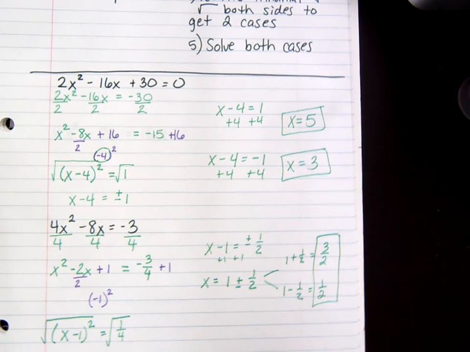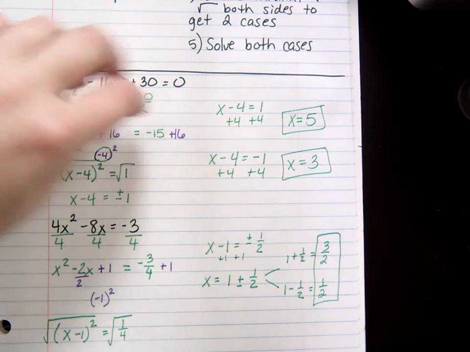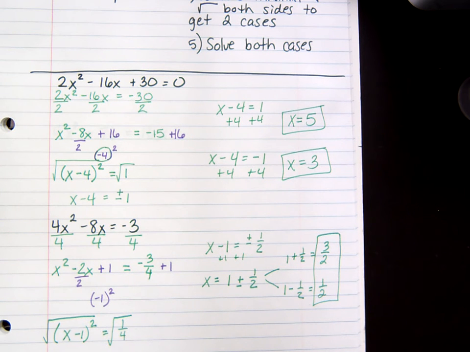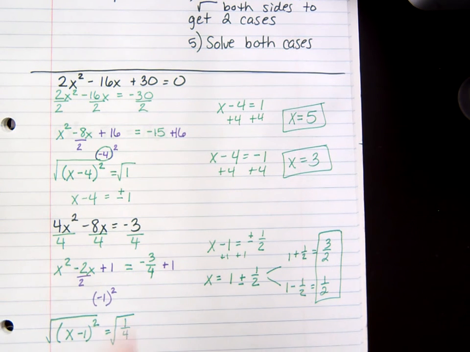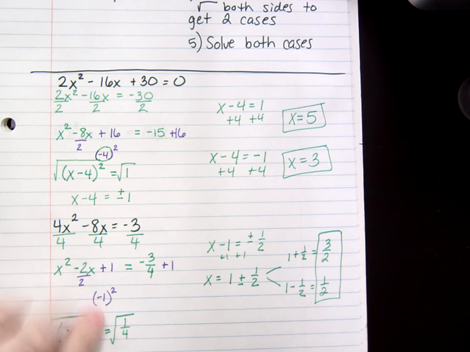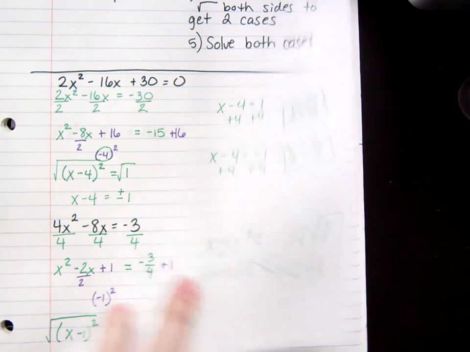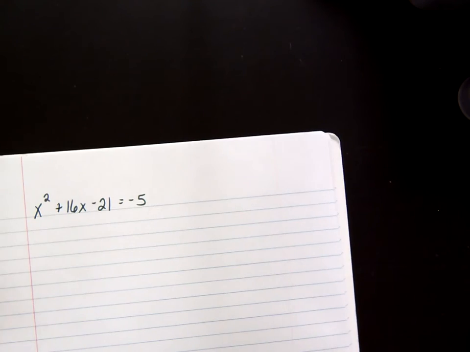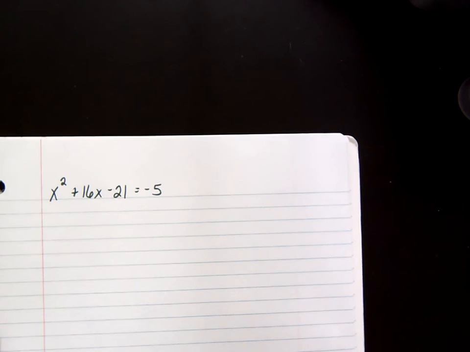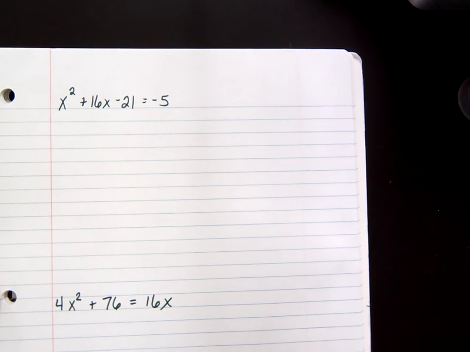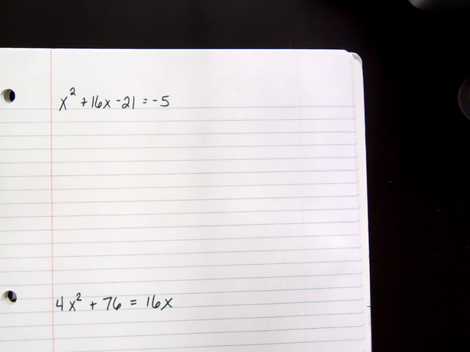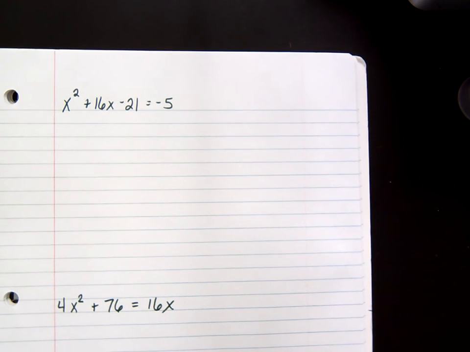Okay, so the two problems I worked out here ended up having perfect squares at this step. You can do this even if it comes out to not be a perfect square or even an imaginary answer. So let's look at a couple of examples like that.